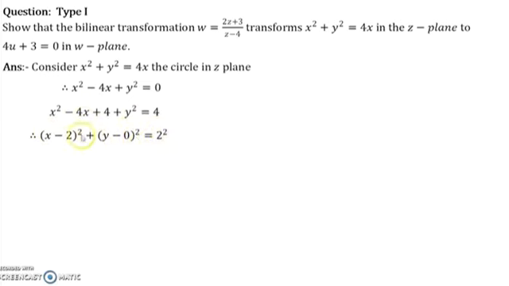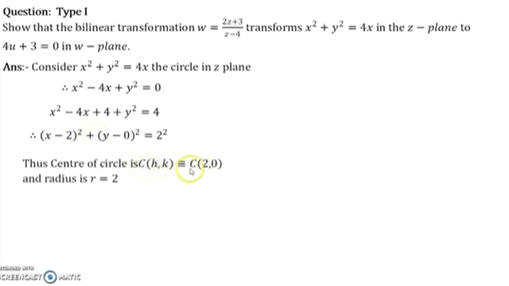This looks like (x − h)² + (y − k)² = r². Here h is equal to 2, k is equal to 0, and r is equal to 2. Thus the center of the circle is (2, 0) and the radius is 2. In the z plane, the circle equation is |z − (h + ik)|, where h is equal to 2 plus i times the k value 0. So we get the circle equation in the form |z − 2| = 2.